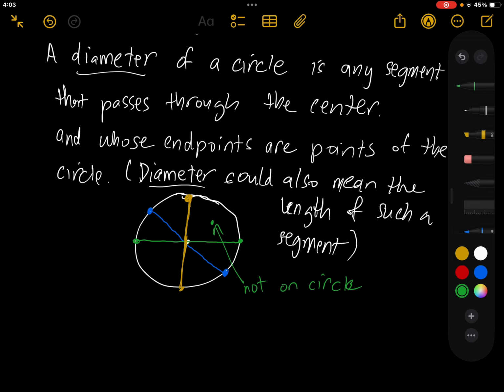We would say that it's in the interior of the circle, but it's not a point on the circle. What are the points on the circle? They are the points that are exactly a fixed distance away from the center. So these points that are in white, these points are on the circle. The circle consists of all these points. Those are the points on the circle.